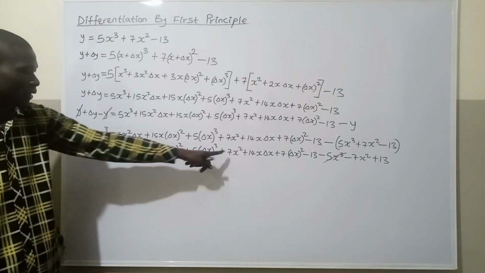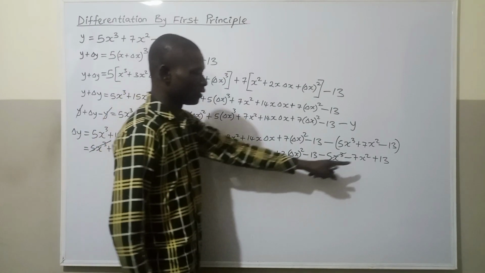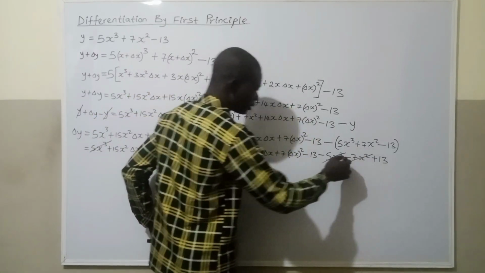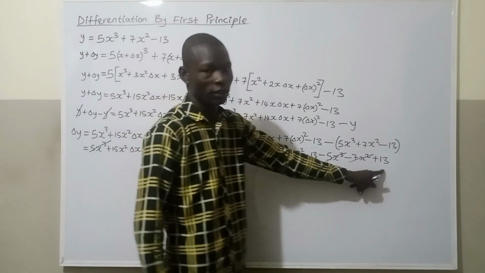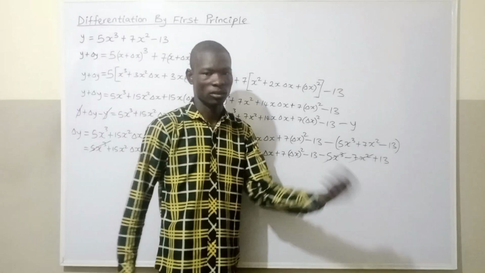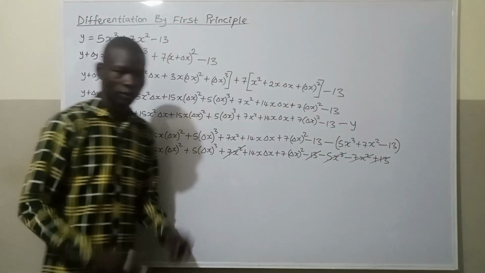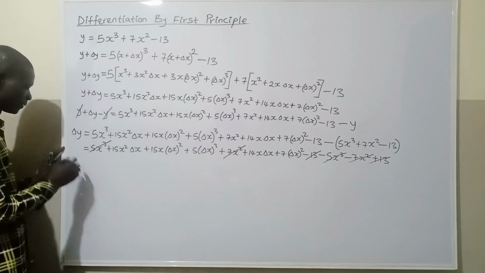The next one is 7x squared plus 7x squared and then minus 7x squared. So 7x squared minus 7x squared, that becomes 0. It means that these two also cancel out. Then finally, minus 13 plus 13. Of course, minus 13 plus 13 is going to be equal to 0. Also, these cancel out. So let's see how many of the terms are remaining.